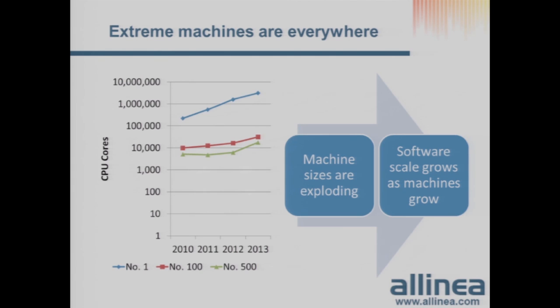So HPC machines of over 10,000 cores are not rare anymore. They're everywhere now. There are at least 500 machines of that size. So the corollary of that is that if we consider ourselves to be involved in HPC at all, then our software is surely going to need to use that many cores, or at least a very substantial proportion of that. As the machine sizes explode, so does the scale at which your software needs to run.